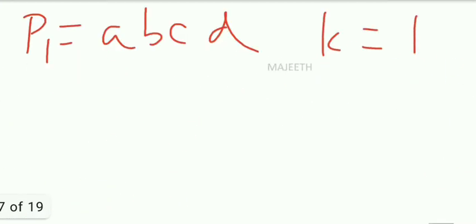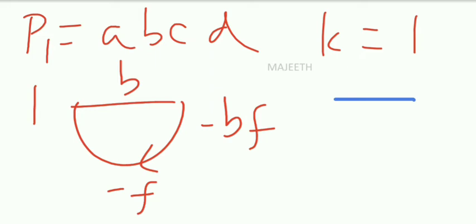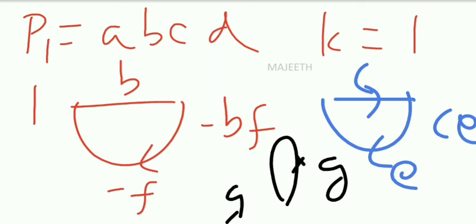So what is the gain product of the first loop? Let me draw. The first loop is like this. This is B, this is minus F. So the gain is minus BF. What about the second loop? It was like this. It's going and coming. This is C, this is E. So the gain product is CE. What about the third loop? It is going like this. G. So the gain product is simply G.